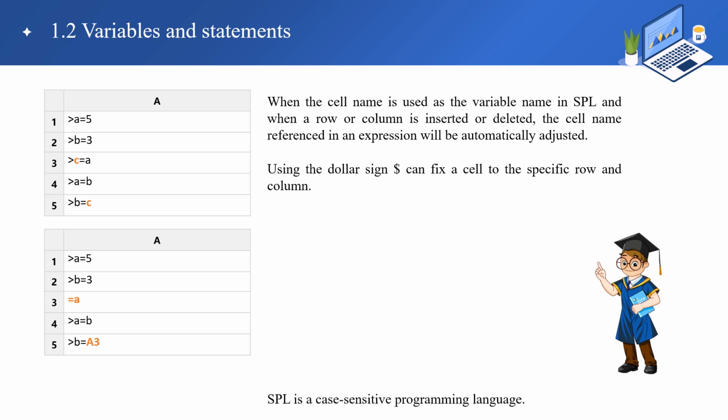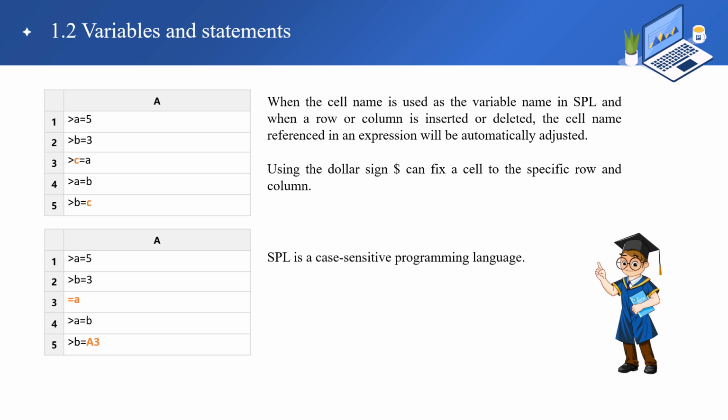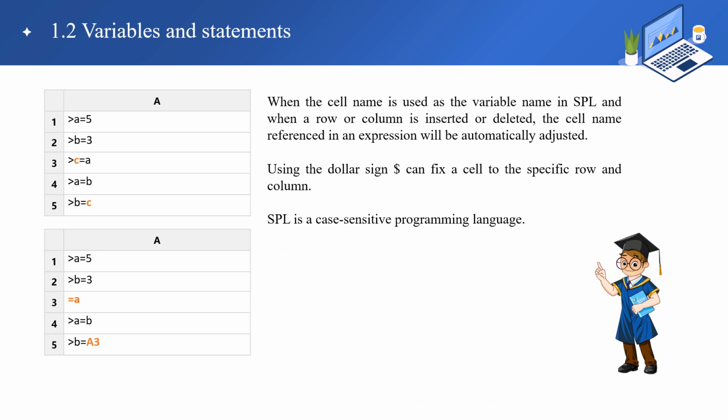By the way, SPL is a case-sensitive programming language. The lowercase r and the uppercase R generate different effects. The cell name used as a variable name should be uppercase. The uppercase A1 represents a cell variable while lowercase a1 is only an ordinary variable. Some programming languages are case-insensitive, where the lowercase r and the uppercase R produce the same effects.